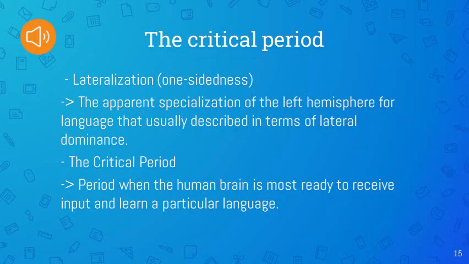The critical period. In the critical period, there is lateralization, or one-sidedness. What's the meaning of it? It is the apparent specialization of the left hemisphere for language that is usually described in terms of lateral dominance.